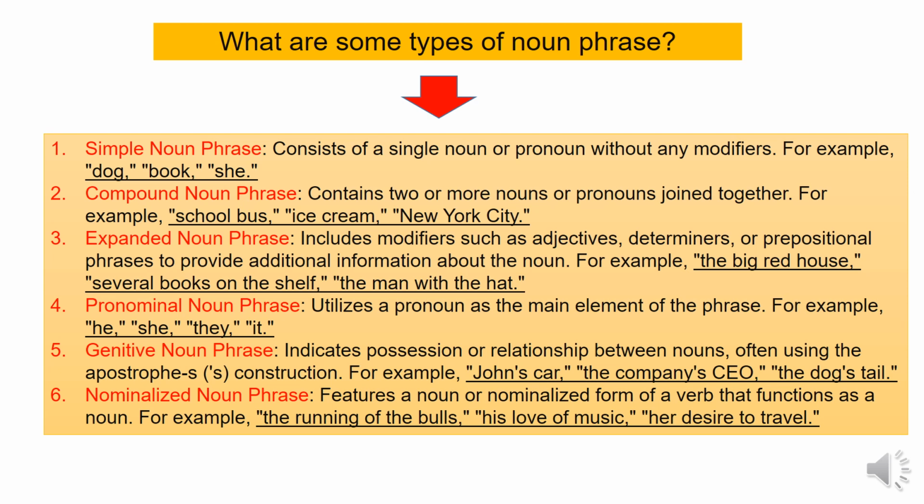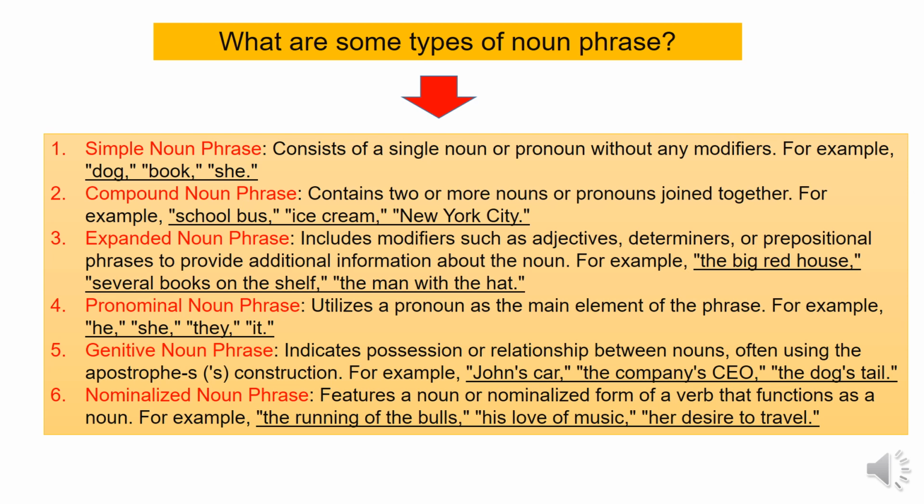And number three, expanded noun phrase. It includes modifiers such as adjectives, determiners, and prepositional phrases to provide additional information about the noun. For example, the big red house.